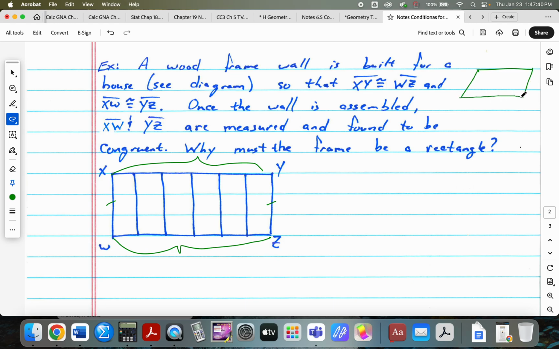I mentioned it a couple minutes ago. If both pair of opposite sides are congruent, it is a parallelogram. So when we stop after this first sentence, we know it's a parallelogram. Once the wall is assembled, please change this to XZ. I apologize. XZ and YW are measured and found to be congruent.